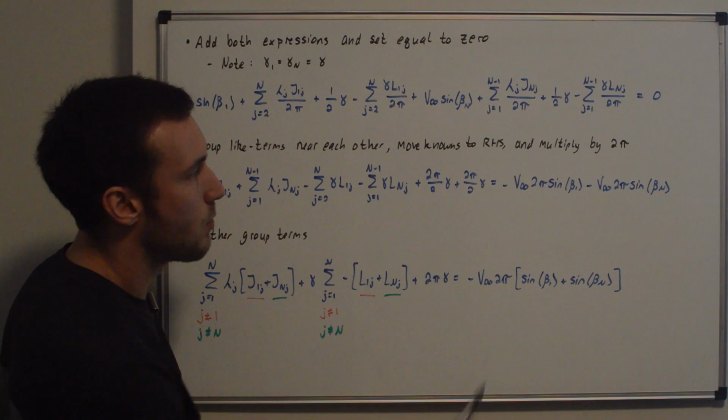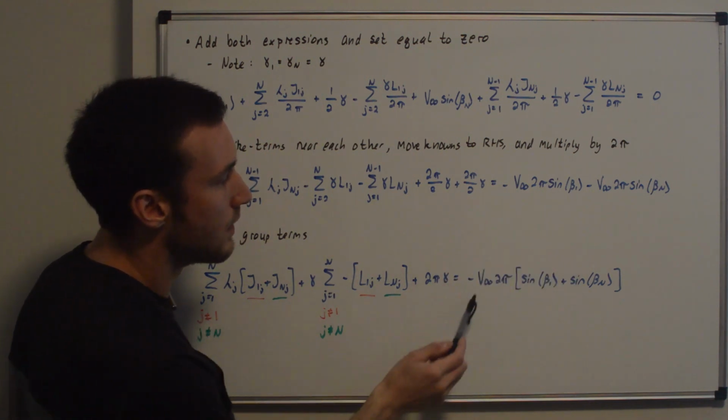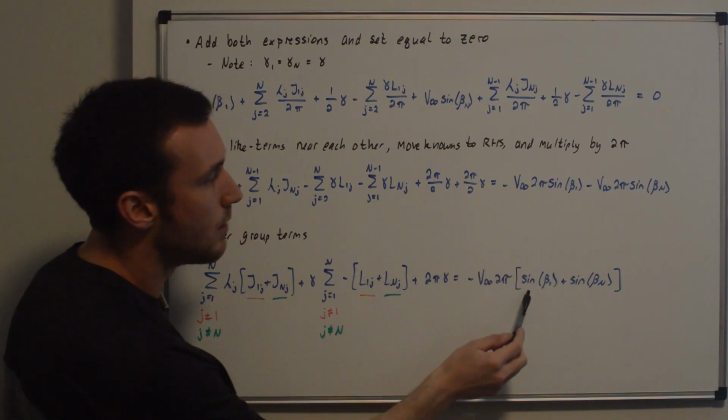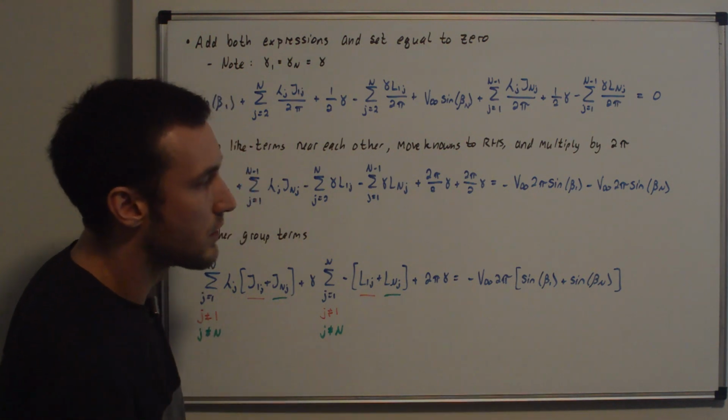And then on the right-hand side, the common term in both of these is negative V infinity 2 pi, and then we just have sine beta 1 plus sine beta n.